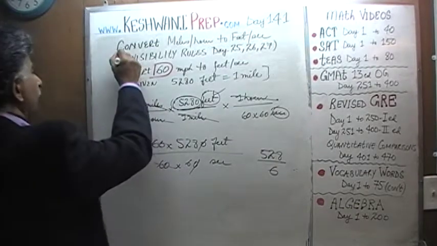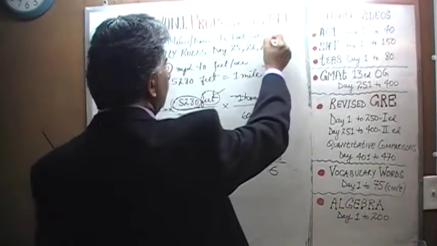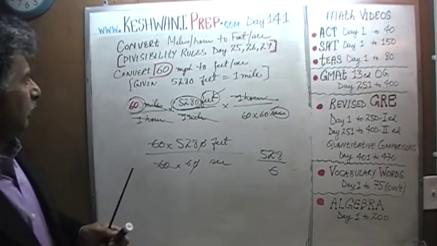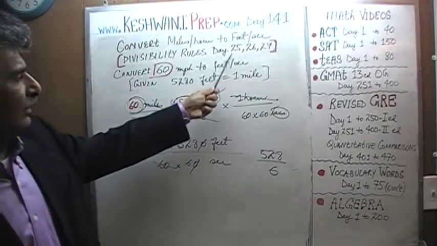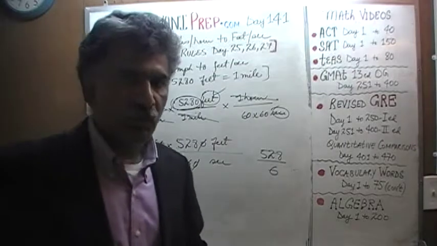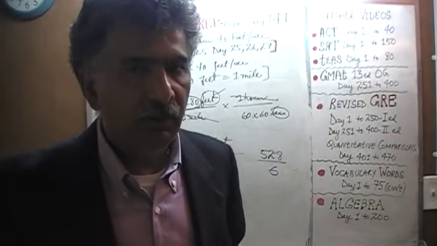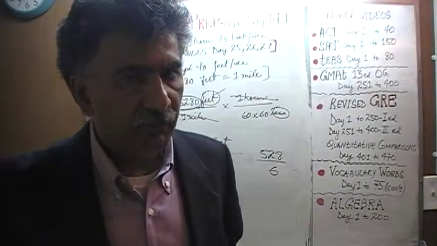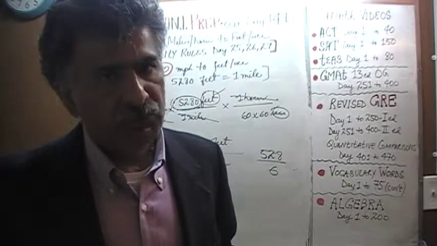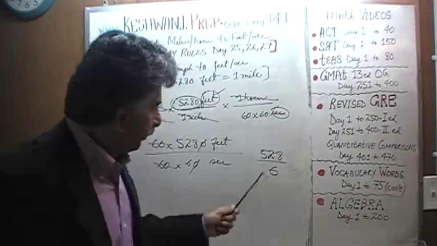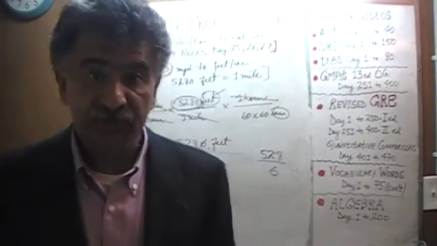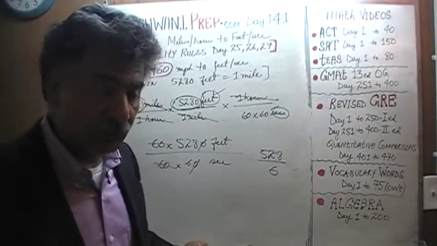It says divisibility rules, day 25, 26, and 27. If you have not watched those three videos, make sure you go and watch them. That's where we learn to recognize if a number is divisible by some other number. Make sure you learn those rules. What we notice about 528, first of all, is that it is an even number. That only takes a split second. It's an even number, which means it's divisible by 2.